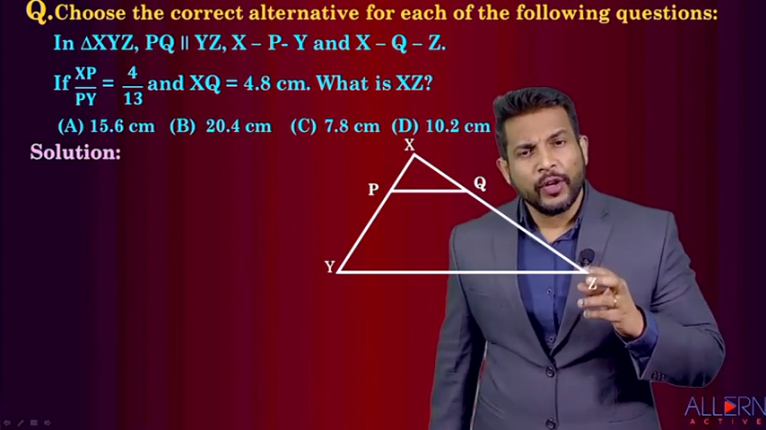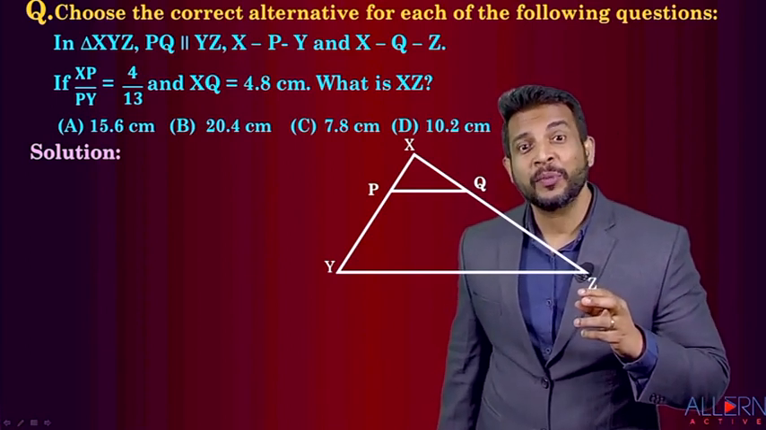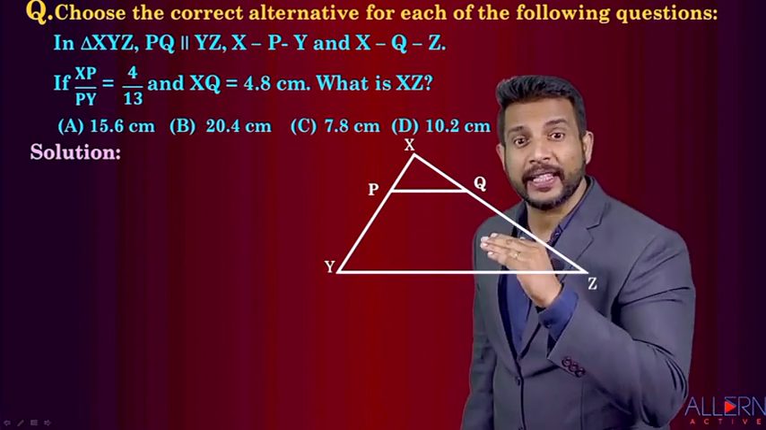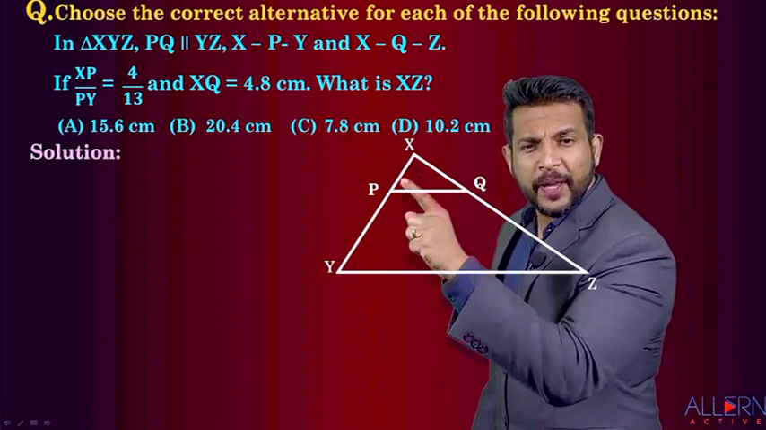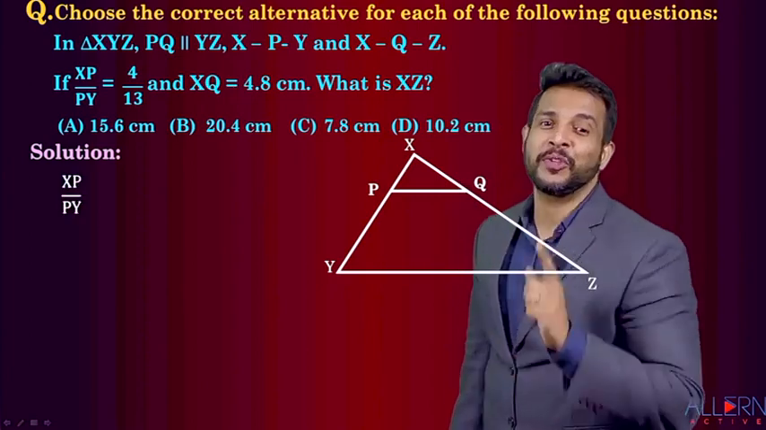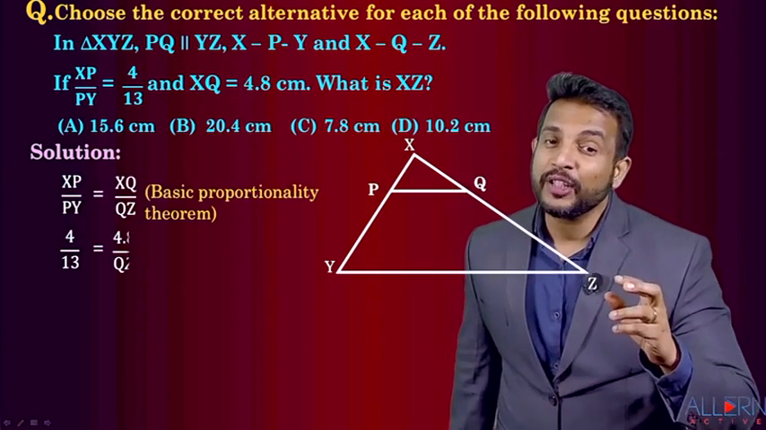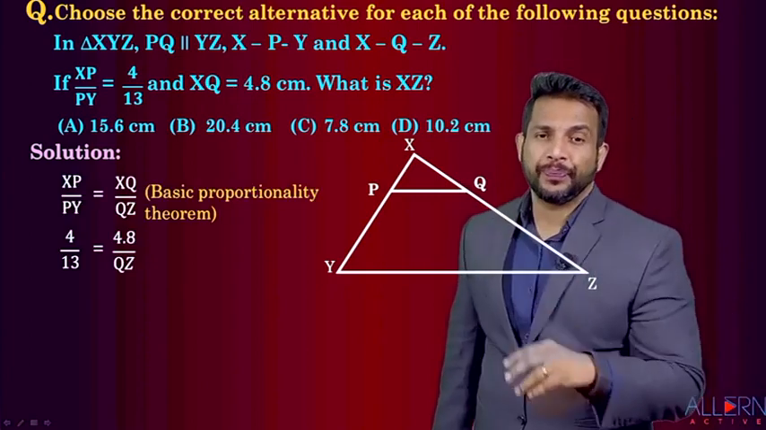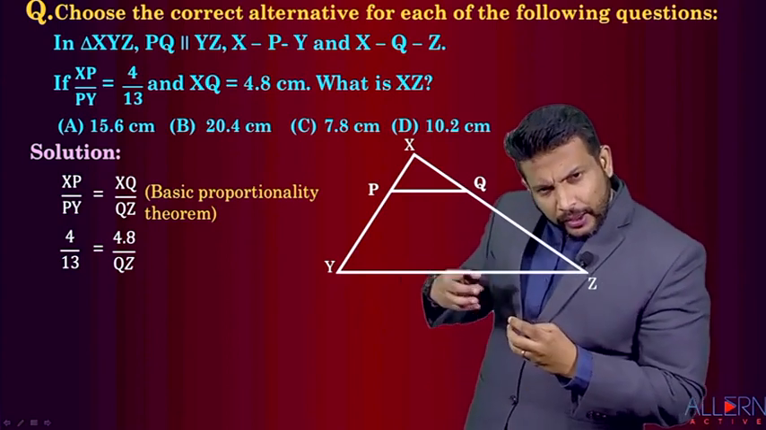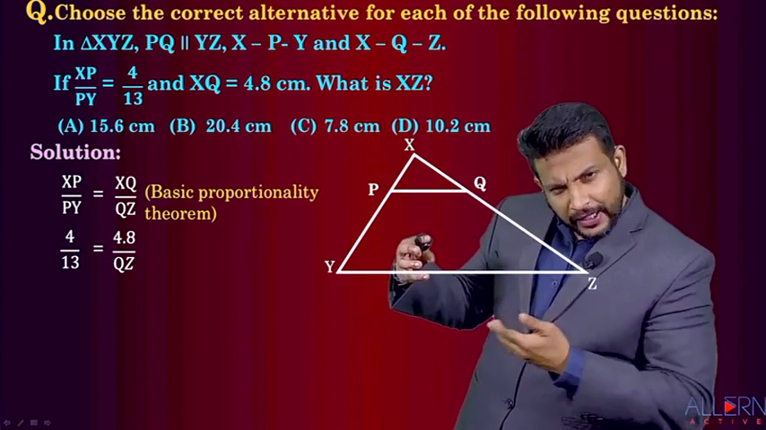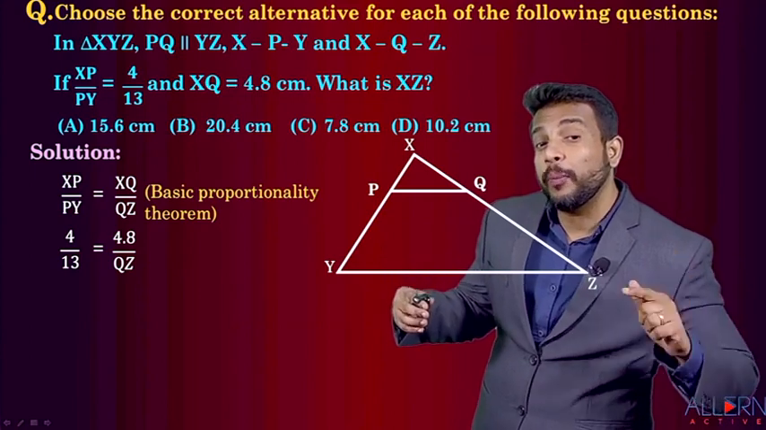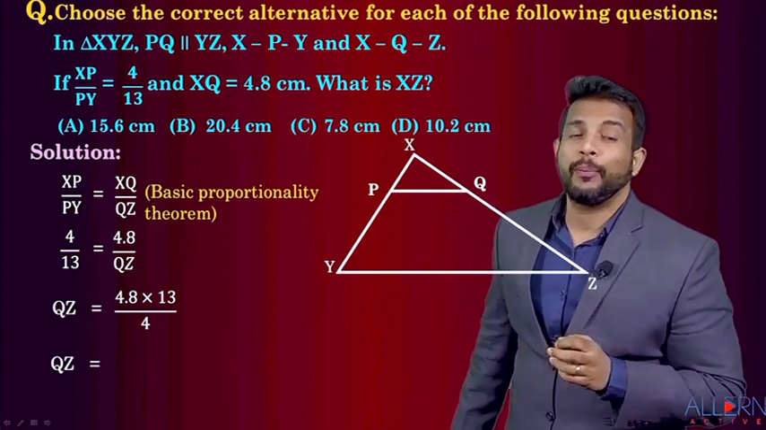So here, we are going to use the basic proportionality theorem, because we have a line parallel to a side. So according to that, what will we get? XP upon PY is equal to XQ upon QZ. We write that, right? Reason is basic proportionality theorem. Substitute the value. Now we want the value of QZ, so take QZ on one side, on the left, and take the numbers on the other side. So we'll get QZ is equal to 4.8 into 13 upon 4.